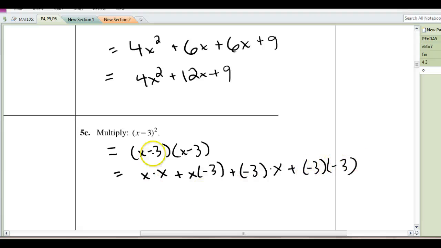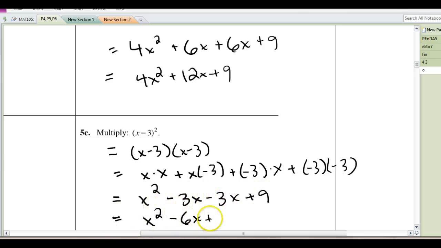Notice I always think of not subtraction, but like adding negative 3. That way I always have pluses in between all my numbers, and I just write the actual signed symbol in parentheses when I do the multiplication so that I make sure I don't have any mistakes. So I get x squared minus 3x minus 3x plus 9. So this gives me x squared minus 6x plus 9. And we're all done.